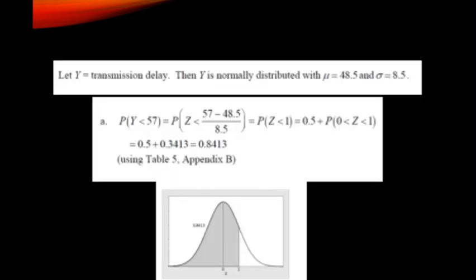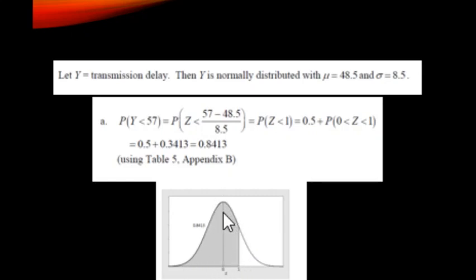So we have to first think of everything in terms of area on the normal distribution. We know that y is normally distributed, mean is 48.5, sigma is 8.5. Now in this question, the probability of y less than 57. Let's first convert this to a z. So 57 minus the mean divided by the standard deviation of 8.5 gives us the probability of z less than 1. Now let's draw this on the standard normal distribution. Mean is here, 0, 1 is here, and we need the probability of z less than 1.